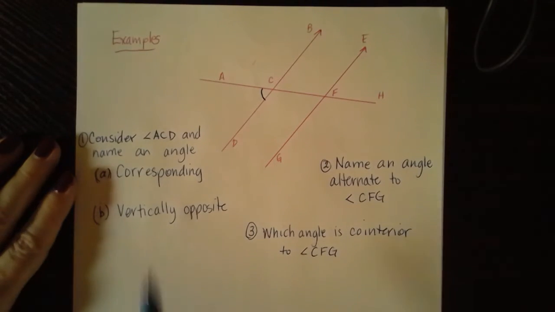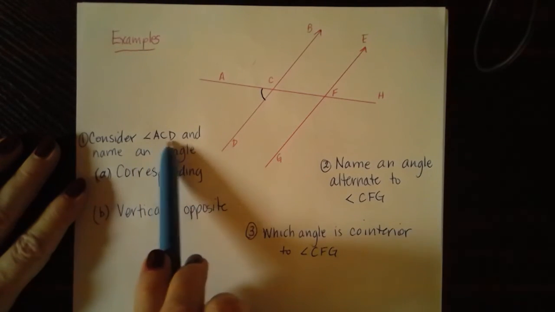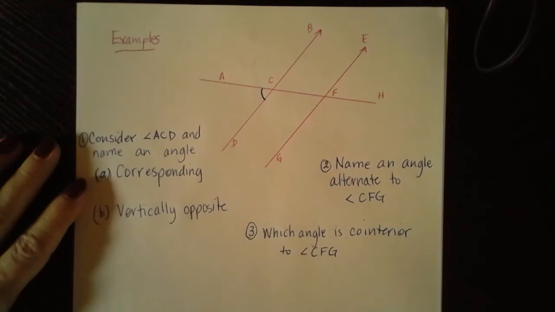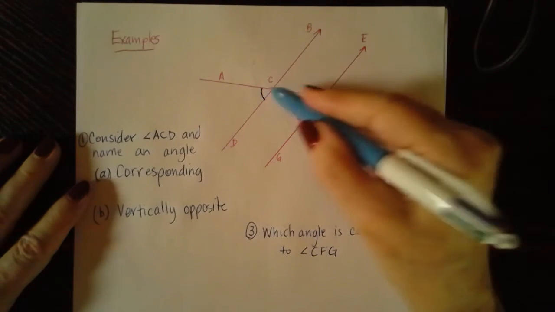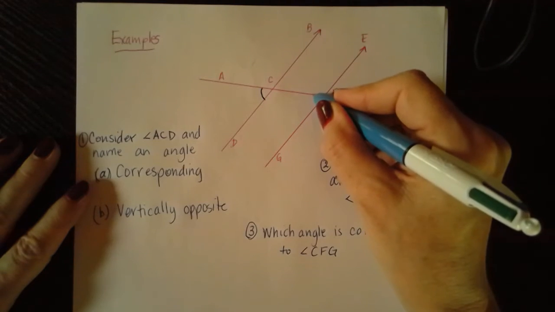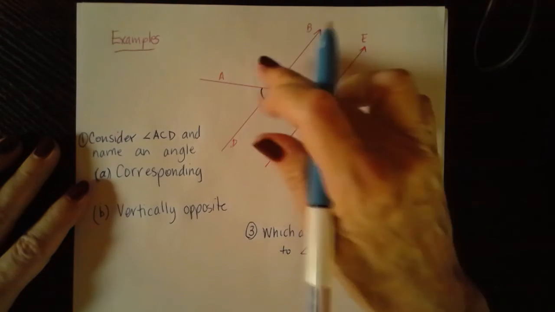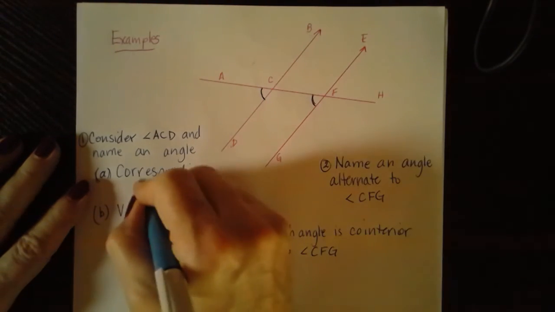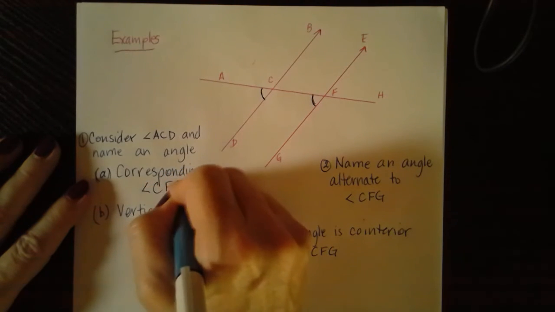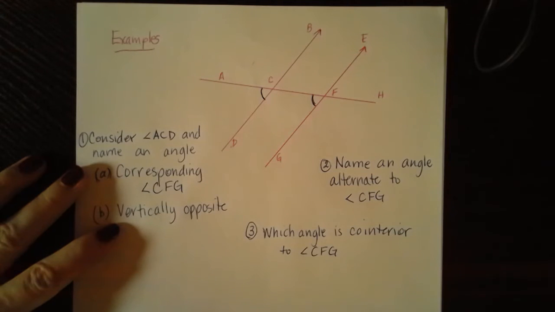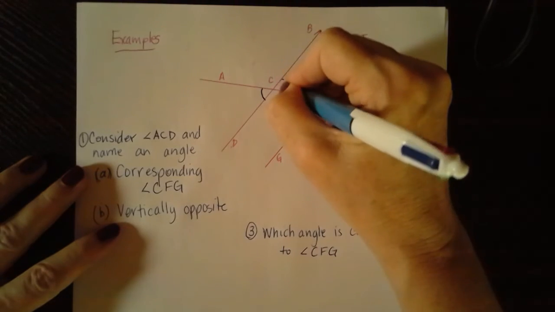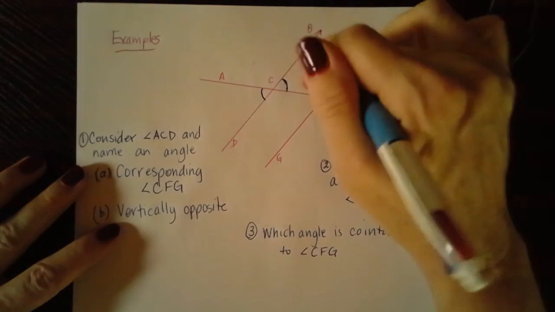Okay, just very quickly, we're going to consider angle ACD. ACD, it's marked there. We want to name an angle that's corresponding. Well, remember, corresponding is one inside and one outside on the same side of the transversal, so there it is, CFG. Right, vertically opposite. Vertically opposite was from last week. We learned that in our angles at a point. Vertically opposite is right here. How do you name that? BCF.